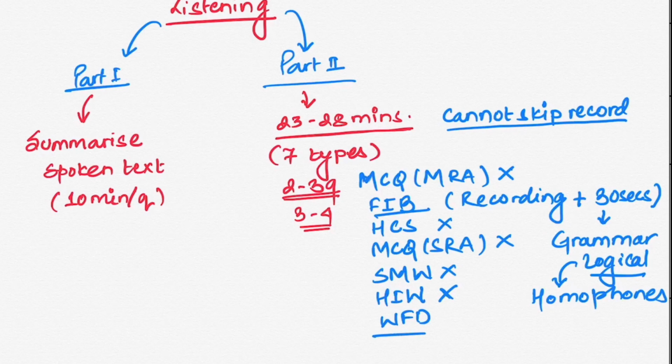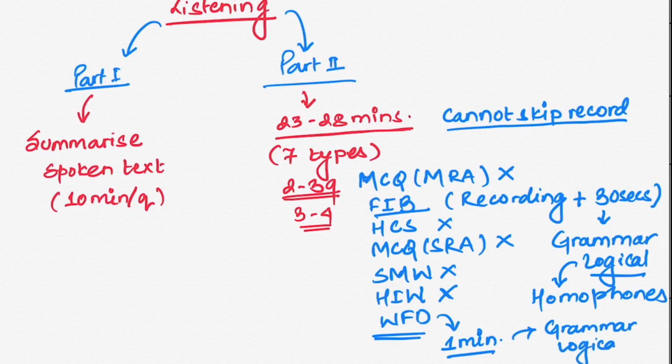And then for write from dictation, you should make sure that you have at least 1 minute left for each question. So that means if you have 2 questions, 2 minutes, 3 questions, 3 minutes, 4 questions, 4 minutes, and so on. Here as well, after you finish writing your answer, check the grammar and make sure that every word you have written makes logical sense as well. Otherwise, you might not get points.